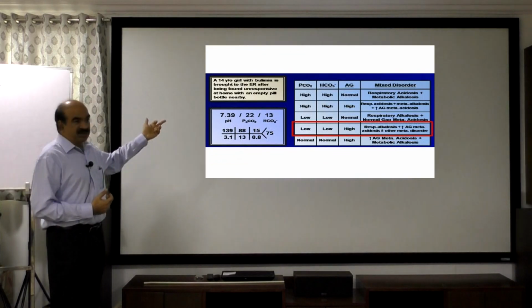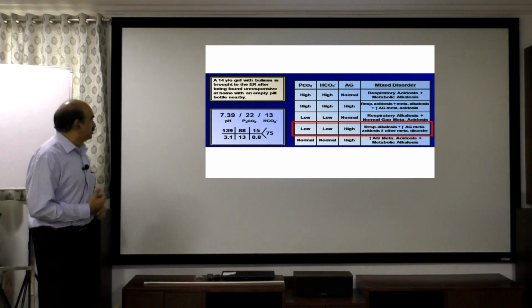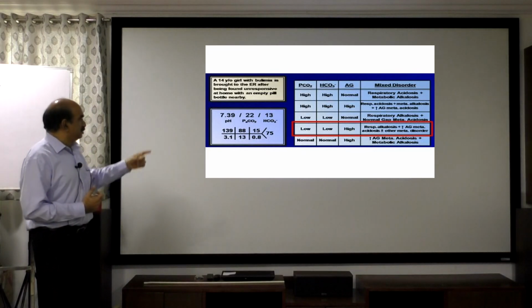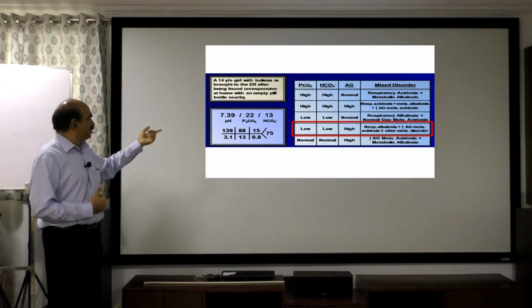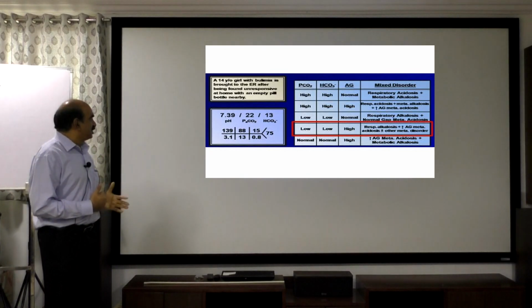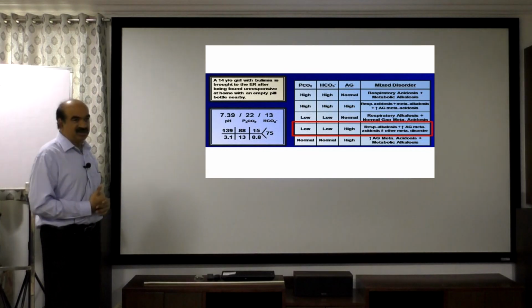Here it is 7.39, PaCO2 22, bicarb 13. The case of metabolic acidosis. Okay. Metabolic acidosis, and what is the anion gap? 139 minus 88 plus 13. High anion gap.